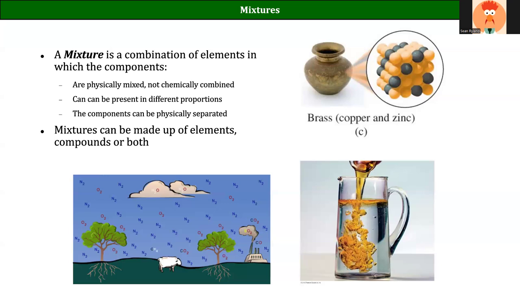This little cartoon down here is another good example of a mixture. It's our atmosphere. Our atmosphere is a mixture of a bunch of different chemicals. So if everything, all matter, fits into this category, everything is either an element or a compound or a mixture of elements and compounds.